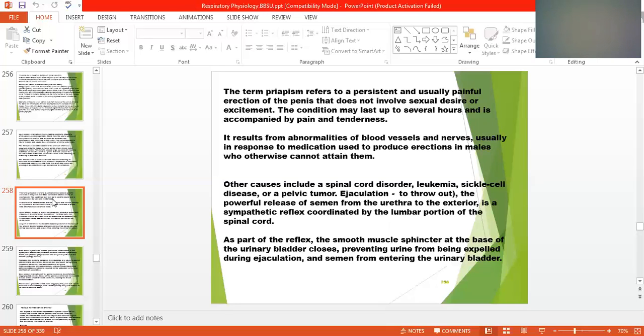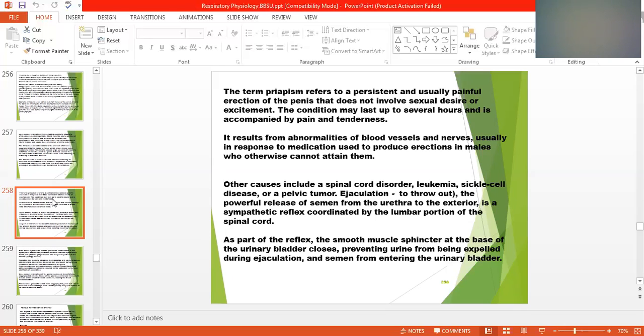This ejaculation, the coming out of the sperms with semen, is due to the sympathetic reflexes of the autonomic nervous system, which has a supply from the lumbar portion of the spinal cord. As part of the reflex, the smooth muscles, sphincters at the base of the urinary bladder, close, preventing urine from being expelled during ejaculation.